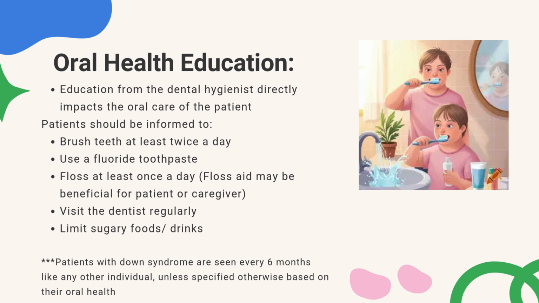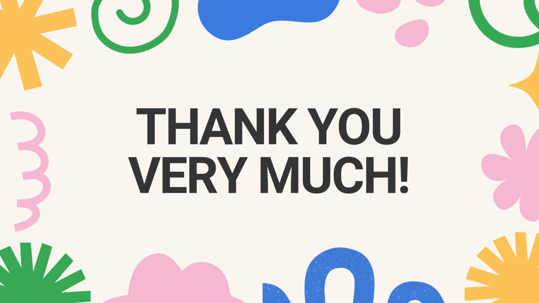Patients should be informed to brush teeth at least twice a day, use a fluoridated toothpaste, and floss at least once a day. Floss aids may be beneficial for the patient or caregiver. They should also visit the dentist regularly and limit sugary foods and drinks. Patients with Down syndrome are seen every 6 months like any other individual unless specified otherwise based on their oral health. Thank you.